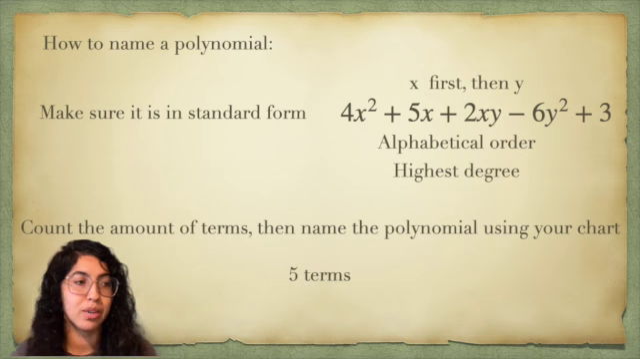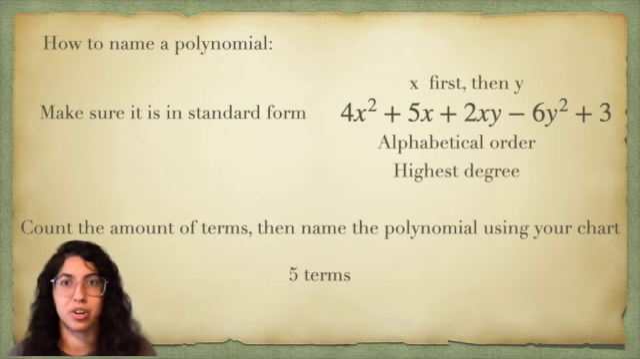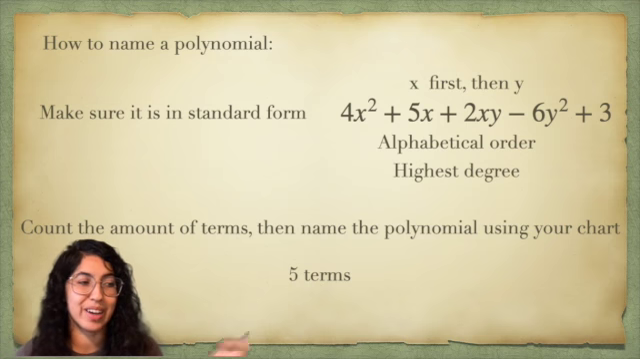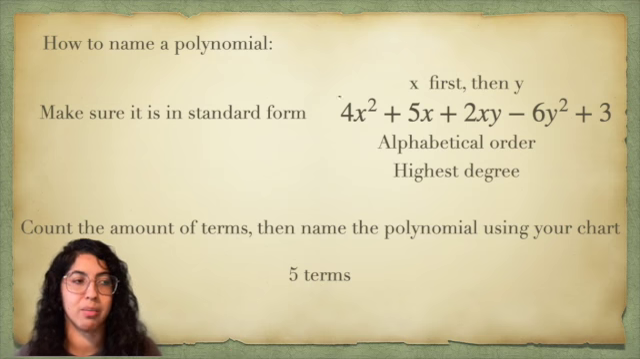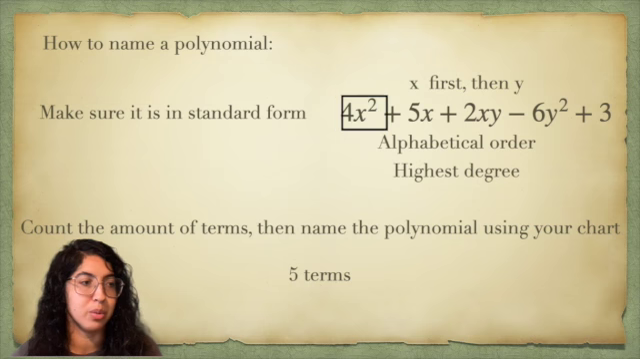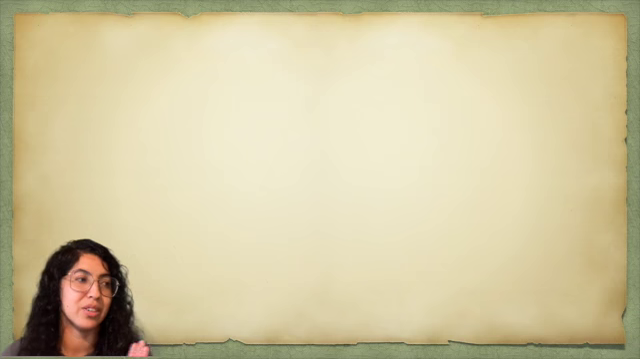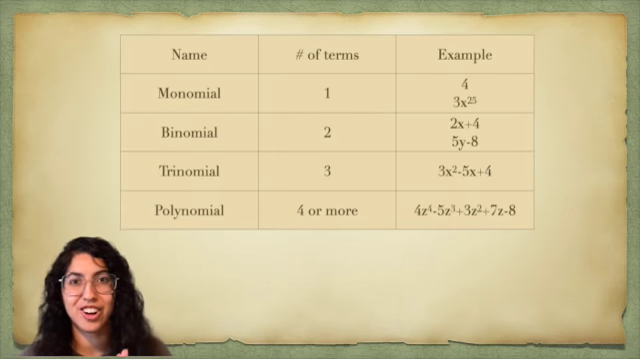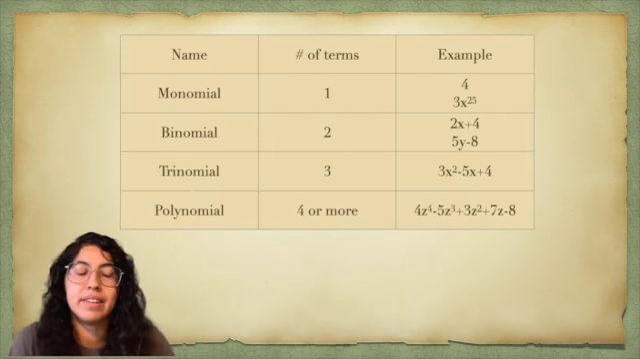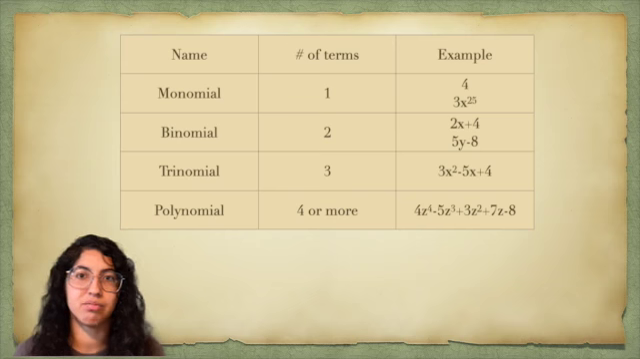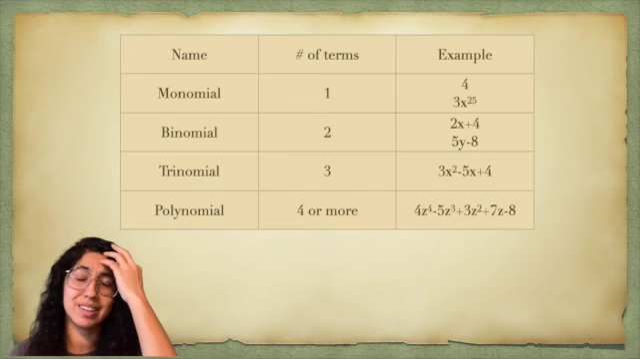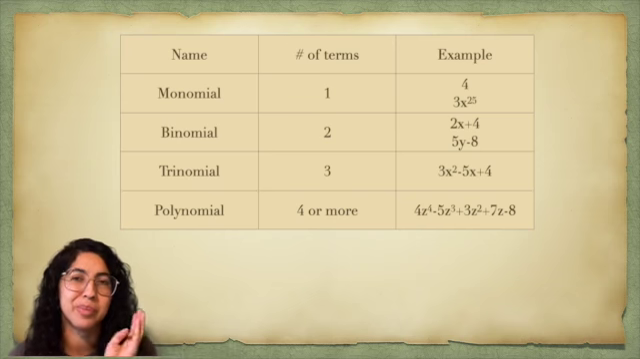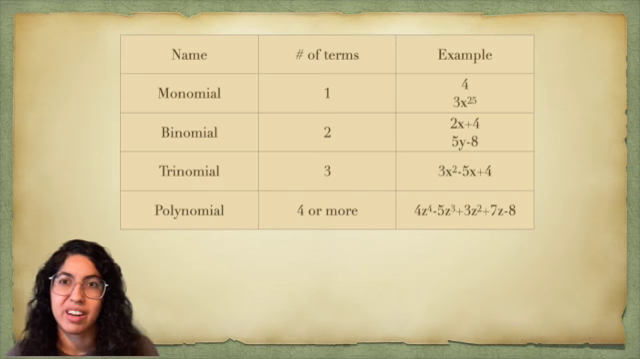So count the amount of terms, then name the polynomial using your chart. What chart? The chart we're about to make. So this has 5 terms, so let's figure out how to name that. So 1, 2, 3, 4, 5. Okay, so let's look at this chart. You need to write this down. I definitely would have this handy whenever we're doing this. Honestly, it's pretty easy to memorize, so you'll probably get the hang of it later.